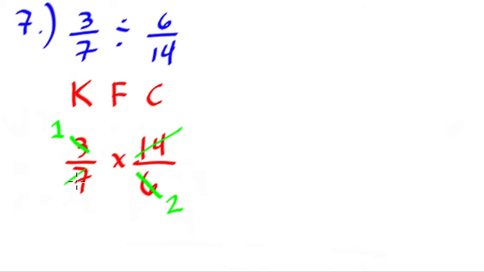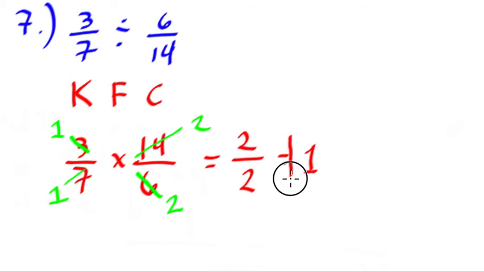They are both multiples of 7. So this is 2, this is 1. So 1 times 2 is 2. 1 times 2 is also 2. So this will become 2 over 2, sorry, my bad, 2 over 2, which eventually will become 1. Okay? So this is our answer for number 7. It's kind of weird why it became 1, but yeah, we made it become 1.